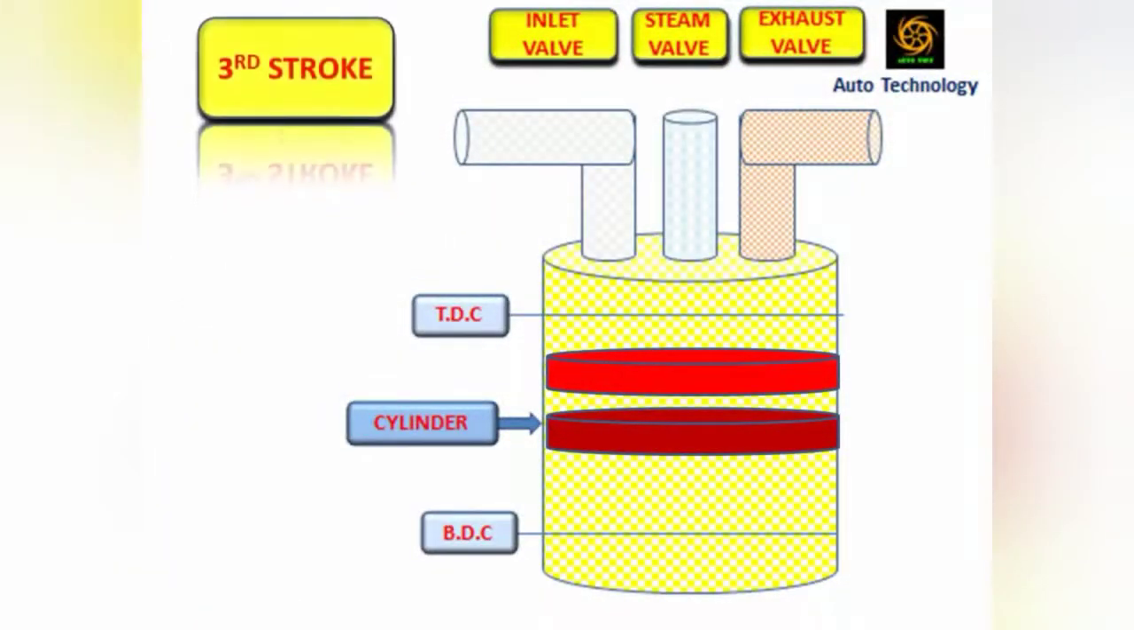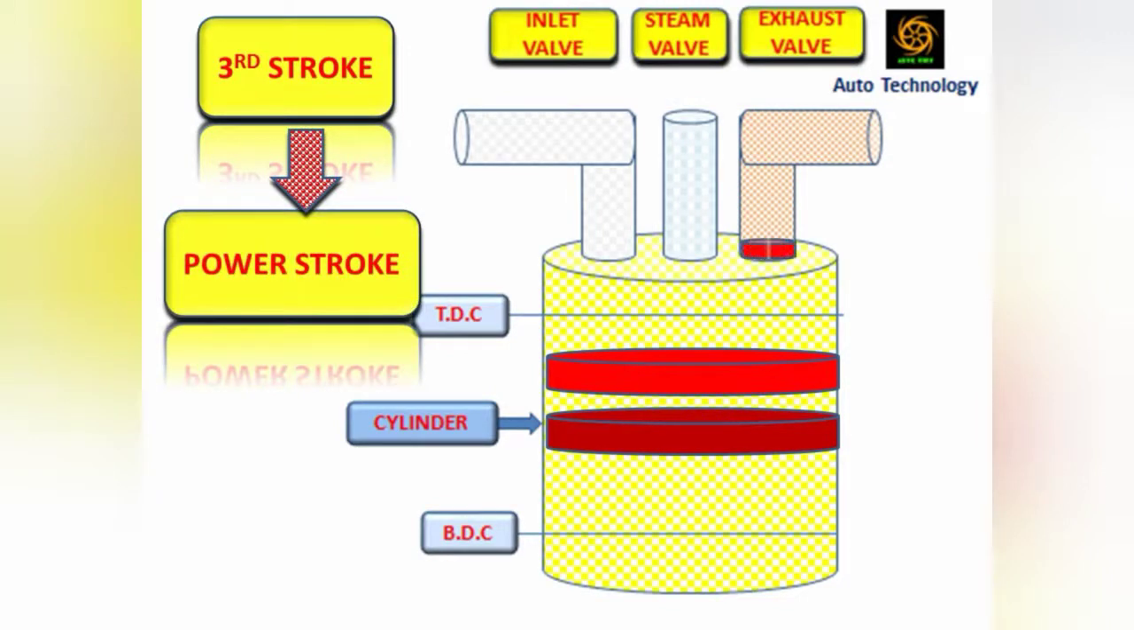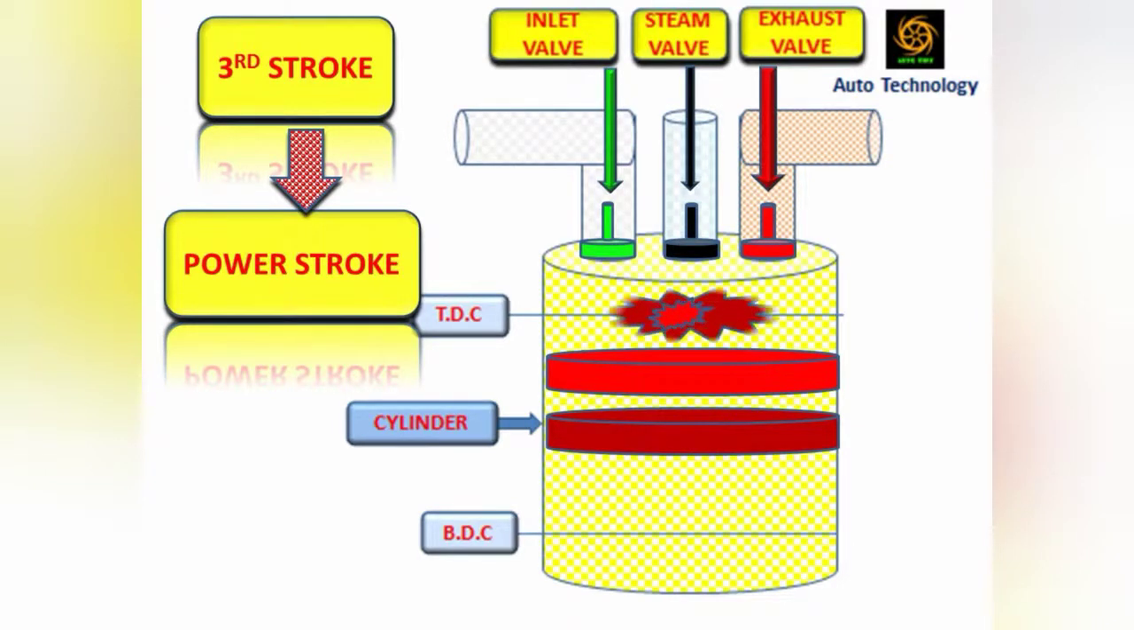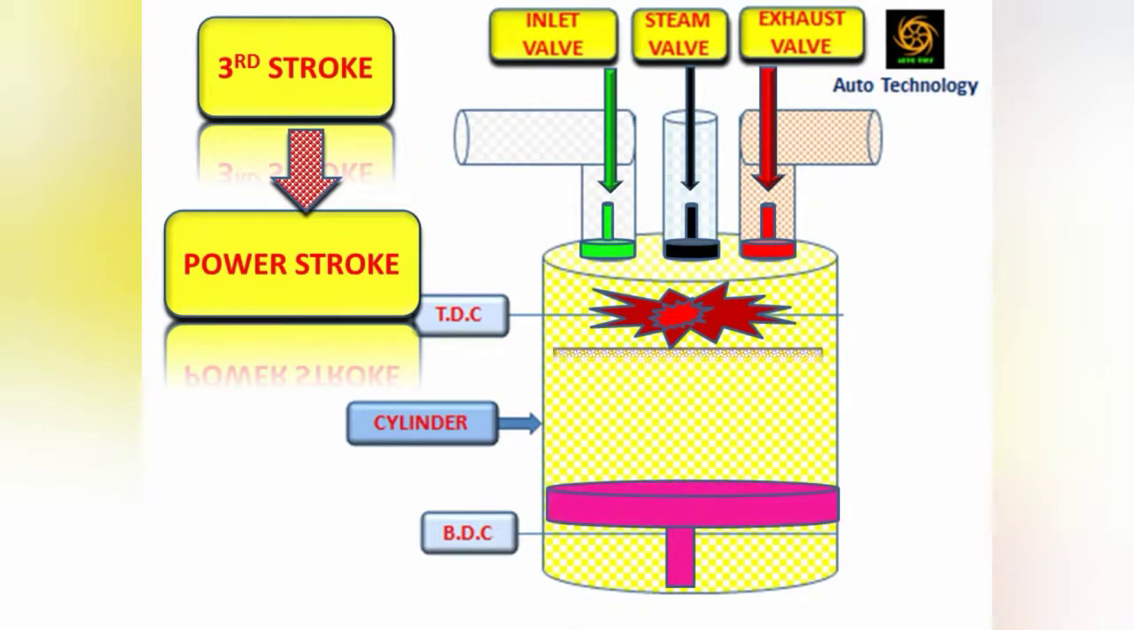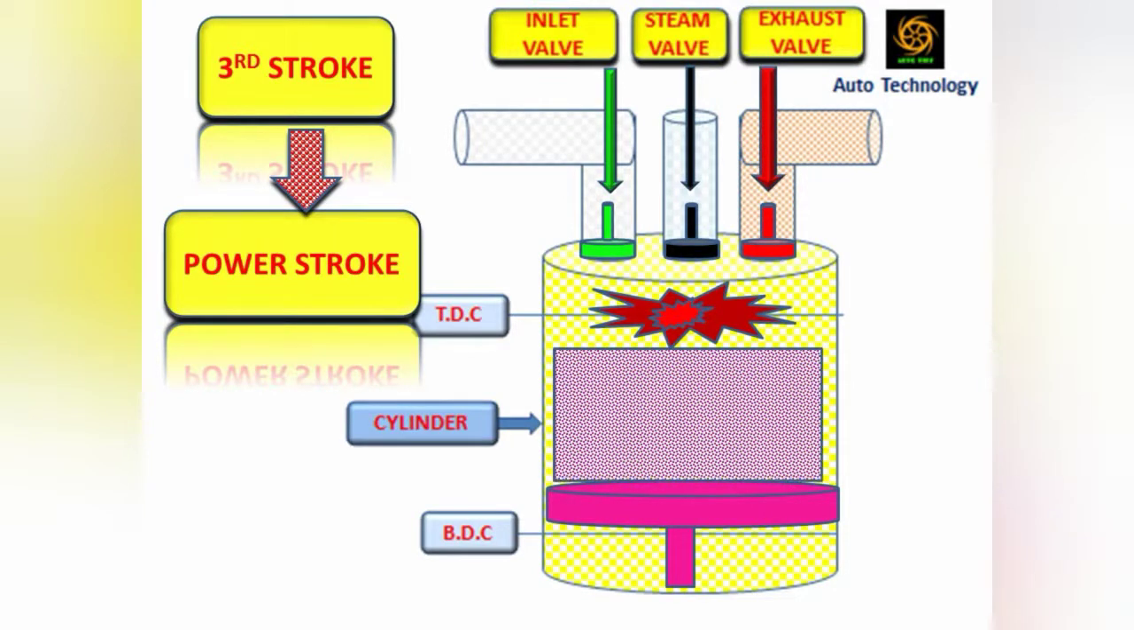The third stroke of the 6-stroke engine is the power stroke. In this stroke, the exhaust valve is closed, the steam valve is closed, and the inlet valve is also in closed position. The spark plug sparks in the high pressure and high temperature air fuel mixture, and this mixture bursts, producing more power, and the piston moves downward from TDC to BDC by force. This is the main power stroke of the 6-stroke engine.